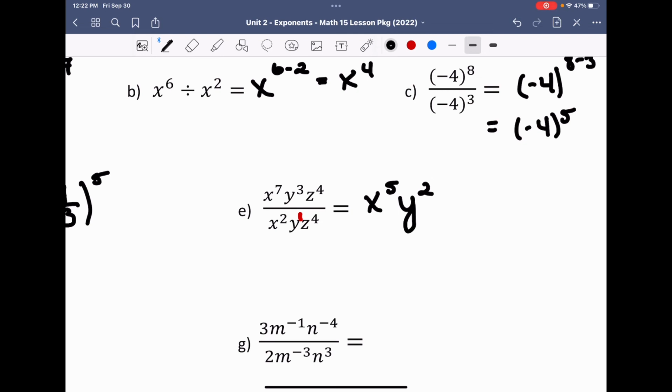And then I have z to the 4 over z to the 4. I write out the common base. Well, 4 minus 4 is 0. Here's our first application of a 0 power. We say anything to the power of 0 is actually just 1. So we have x to the 5 times y squared times 1. Do we really need to write that 1? Not really. We can just leave it like this, because anything times 1 is just whatever the number was there. So that is good enough for us.